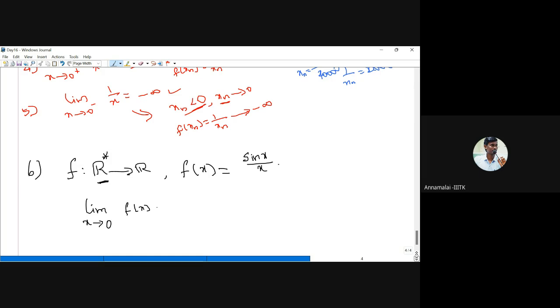Now what is the limit? 1. But why? So the limit is 1. If you study the L'Hospital rule, if we substitute x we get sin 0 by 0, that is 0 by 0. We differentiate the numerator and differentiate the denominator. After that, substituting x equal to 0, we get 1. But we have not studied that topic yet. You have to find the right hand limit and the left hand limit, and you will find that. Anyway, the limit is 1.